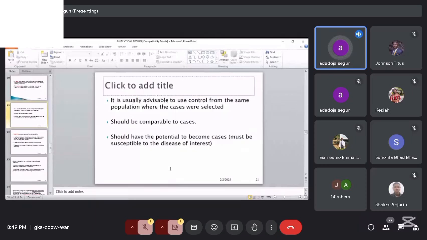That is not comparable. The environment and the exposure are different. They are not in the same environment and don't have the same exposure. Not having the same exposure may affect the result that we are going to get at the end of the research. So the controls should have the potential to become cases, they must be susceptible to the disease of interest.